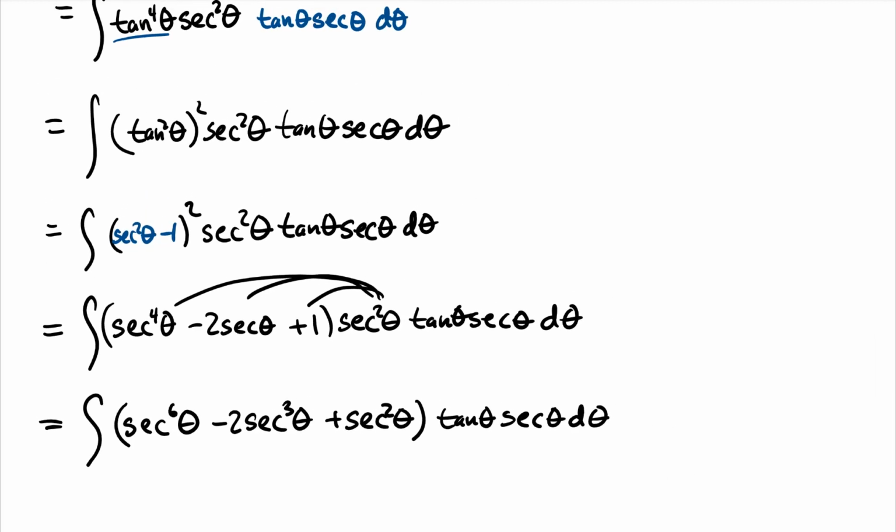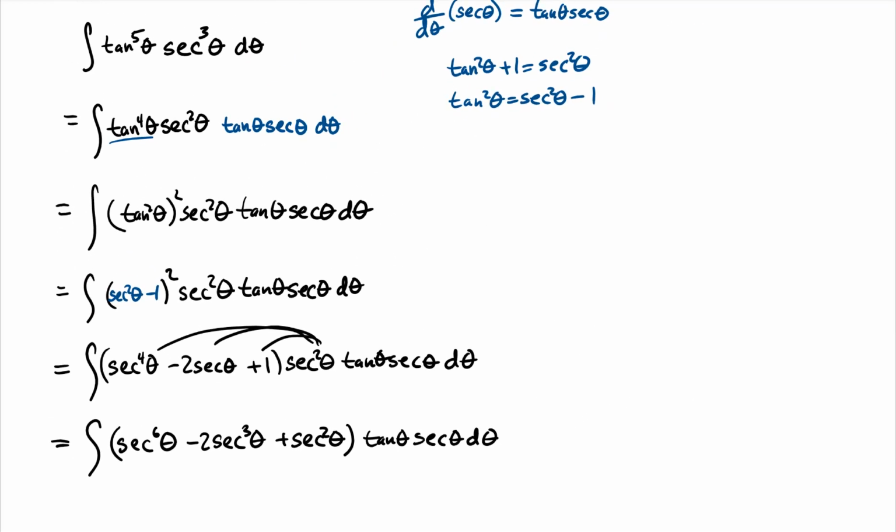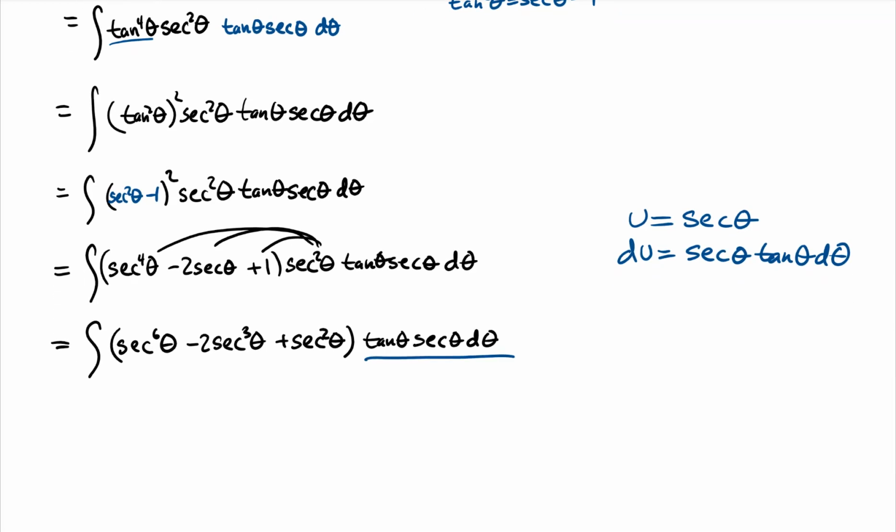Whoo! We can finally do a U sub. What was that, 1, 2, 3, 4, 5 lines, and now we can do our U sub. So u is equal to secant of theta. du is equal to secant of theta, tangent of theta. Of course, I wrote it the wrong way that time, but you all know multiplication is commutative. So there's our du. We're almost there. So it's u to the 6th minus 2u cubed.